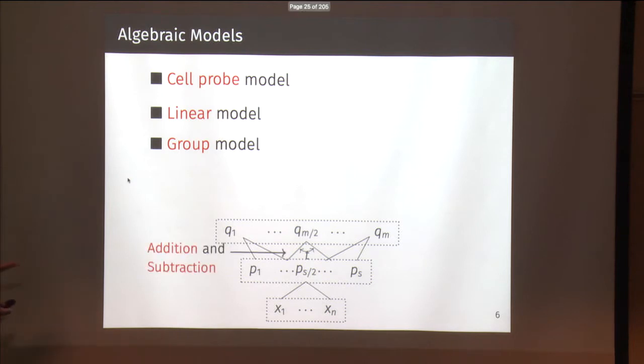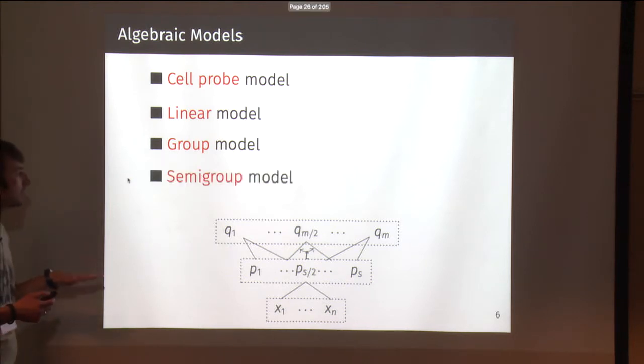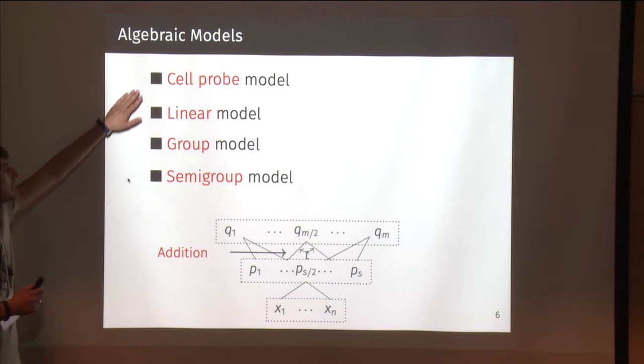And even a weaker model, the weakest we're going to talk about today, is the semi-group model. Here you can't even subtract. You can only add things. You don't have negation. Okay, so this is the weakest model. Let's see what lower bounds we can prove in this model.